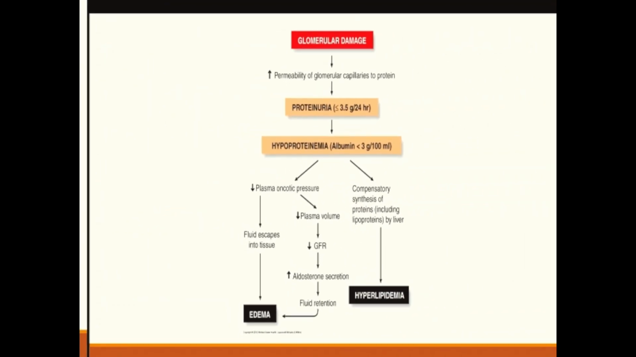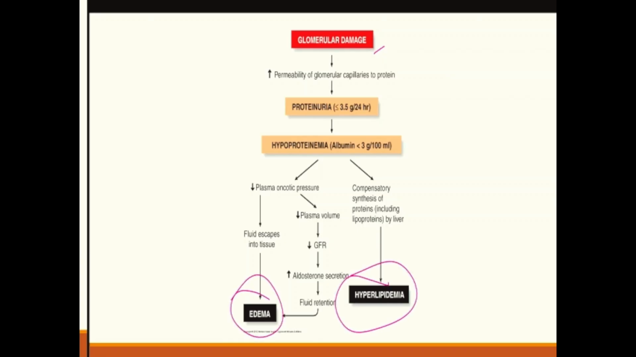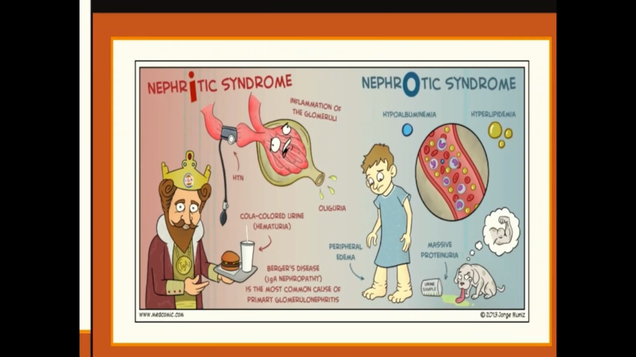So here's another summary slide, looking at an algorithm as you go through the process of how you go from glomerular damage to hyperlipidemia and edema. How do they get to that point? And here's your summary slide between nephritic with the I, nephrotic with the O.